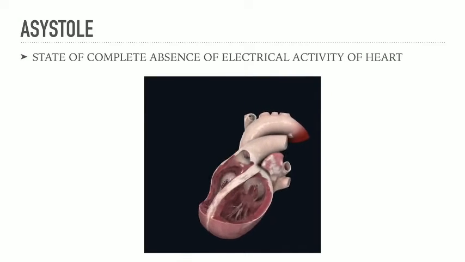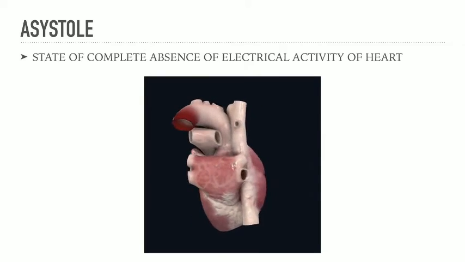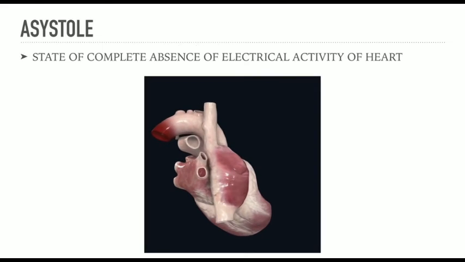Asystole is the next term that we are going to discuss. It is a state of complete absence of electrical activity of the heart. That means the SA node, AV node, Purkinje fibers and bundle of His are no more transmitting electrical activity. The heart is not pumping blood. So on the ECG monitor you can see a straight line. So complete absence of electrical activity of the heart is known as asystole.